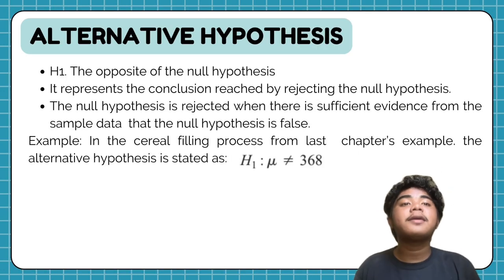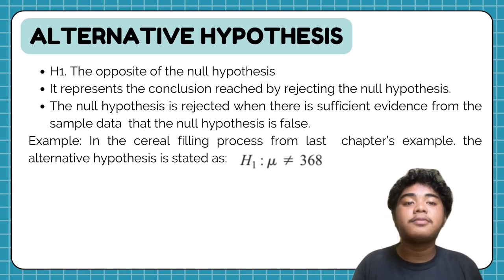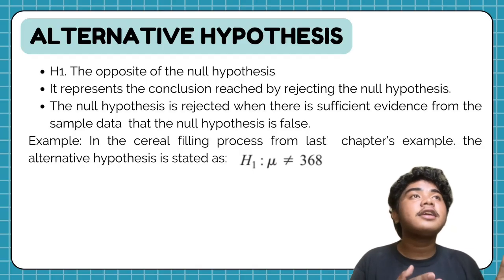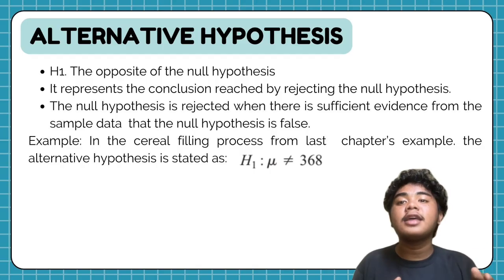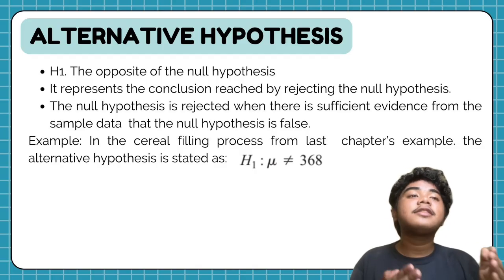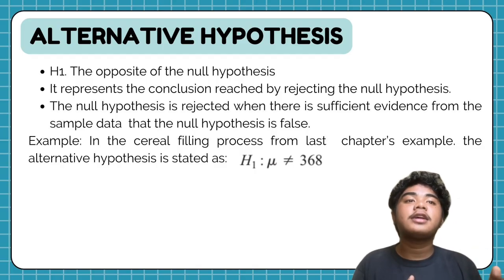Ngayon, ano naman ang alternative hypothesis? Ang alternative hypothesis is ang kabaliktaran ng null hypothesis. It represents the conclusion reached by rejecting the null hypothesis. Ang alternative hypothesis, ito yung actual observation natin. Kung kanina walang difference yung nakikita natin, parang default yung assumption natin, dito naman ito yung statement that we are trying to find evidence. And it assumes that there is a difference or effect sa kung ano yung assumption natin kanina.